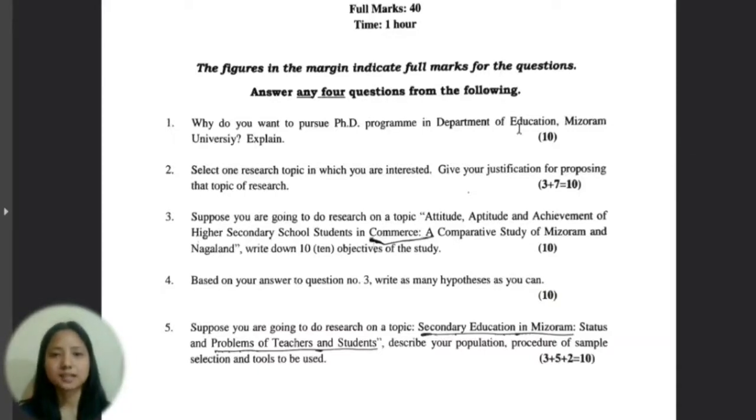So here in the first and second questions, it indicates that before attempting any entrance exam, you need to at least do some background research of the university as a whole and the department in particular.